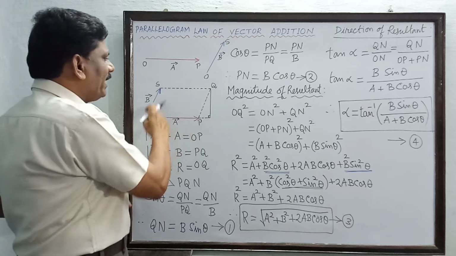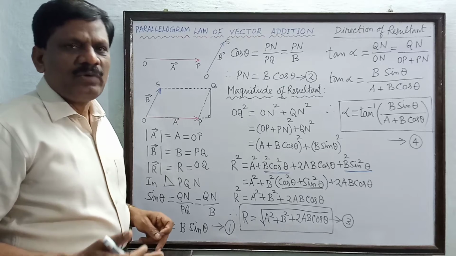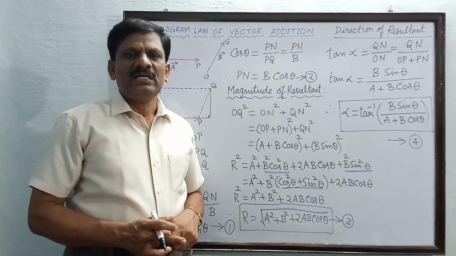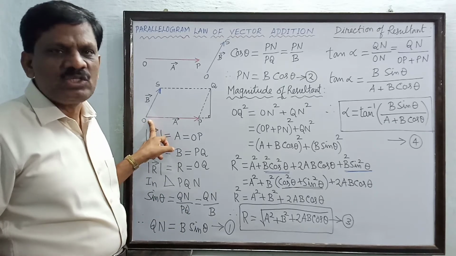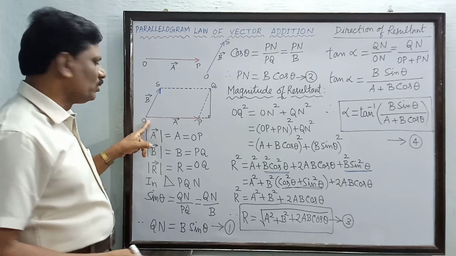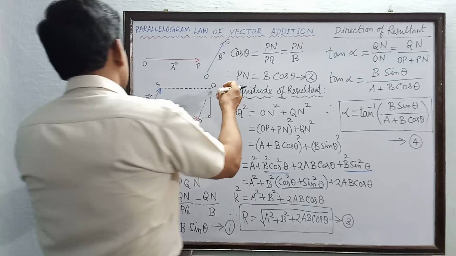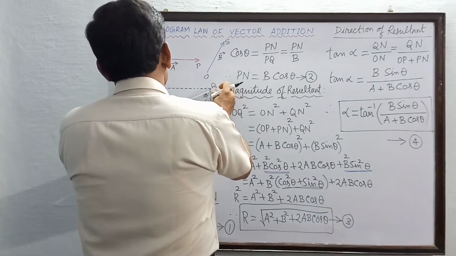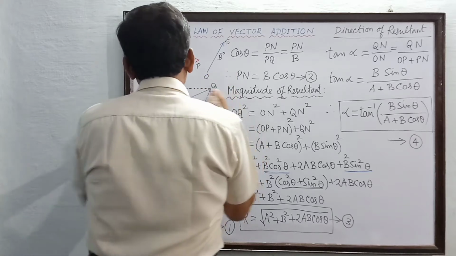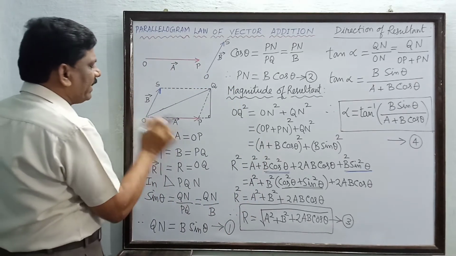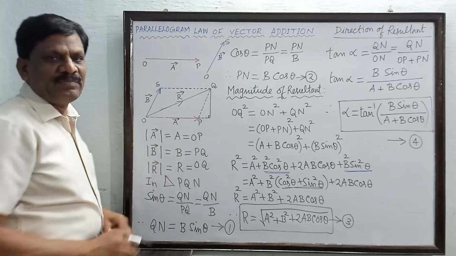So for this parallelogram, there are two diagonals. So which diagonal is going to represent the resultant out of the two diagonals? Which diagonal is passing through the common point of contact between the two given vectors A and B, that is passing through the point O. So now we are going to represent the resultant vector by the diagonal OQ which is passing through the common point of contact of the two given vectors. So this will be the resultant vector as per the statement.